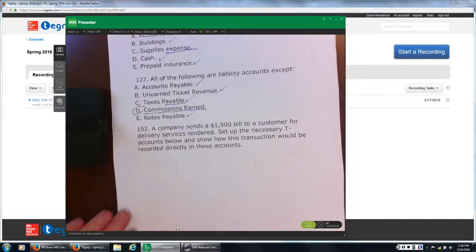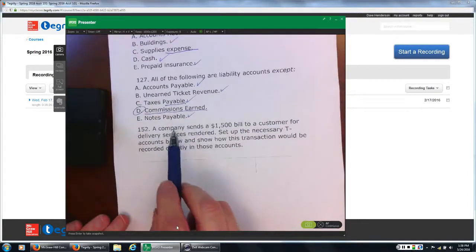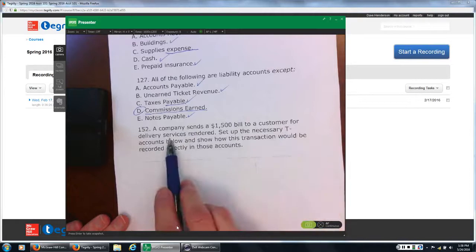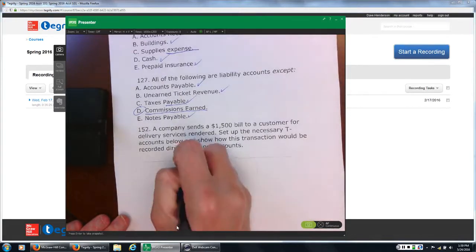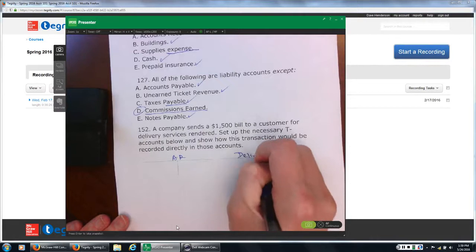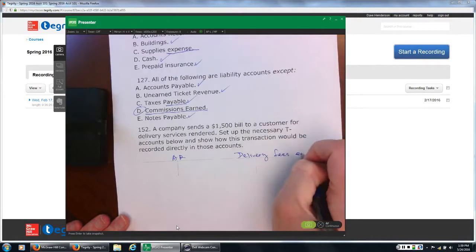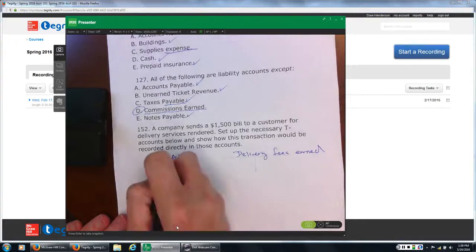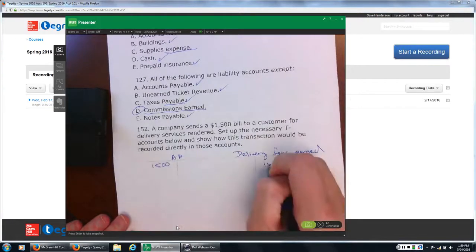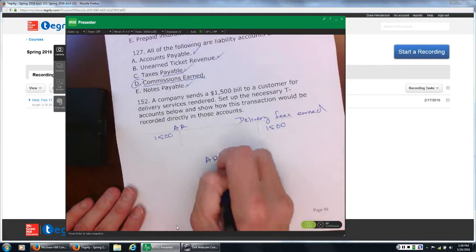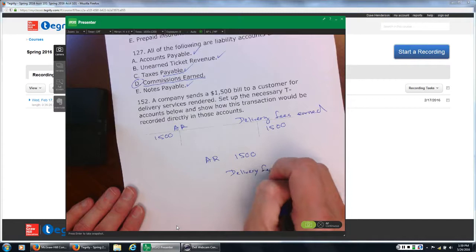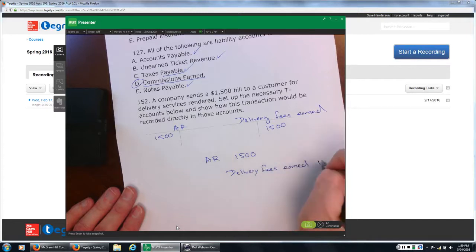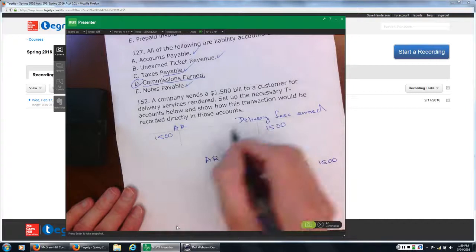Right? We look over here at number 152. It says a company sends a $1,500 bill to a customer for delivery services rendered. Set up the necessary T accounts below and show how this transaction would be recorded directly in those accounts. So we have our accounts receivable, and then we have our delivery fees earned. Okay, so we have our $1,500 here, and then what we'd have is $1,500 right there. The journal entry would be a debit to accounts receivable, $1,500, and then a credit to delivery fees earned for $1,500. Now this is the journal entry. These are the T accounts. Okay.